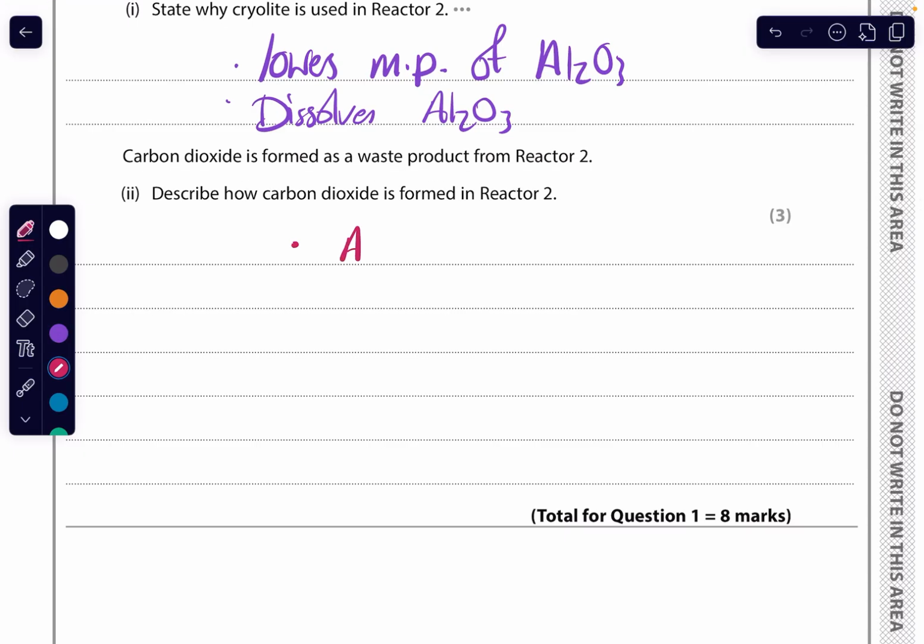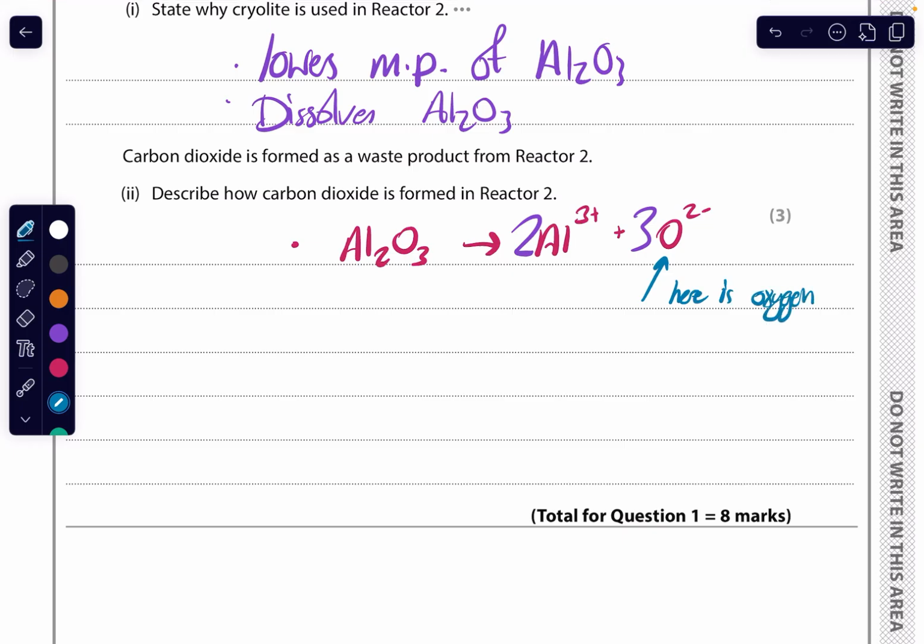So my alumina, Al2O3, there's the oxygen. I'd write the dissociation for this, Al3+ and O2-. Make sure it's balanced, just for the sake of balancing it. 2 and 3. Here is oxygen. Now that oxygen then will come into contact with the anode. So I would say over here, carbon anode. Some of you already remember where the carbon comes from.